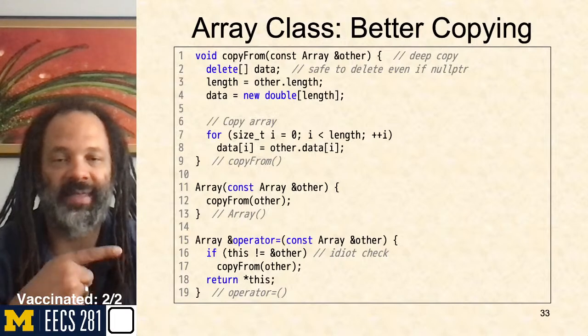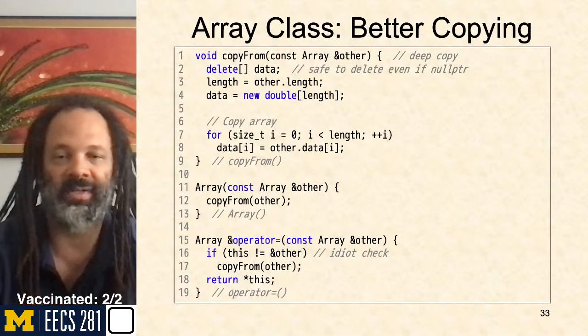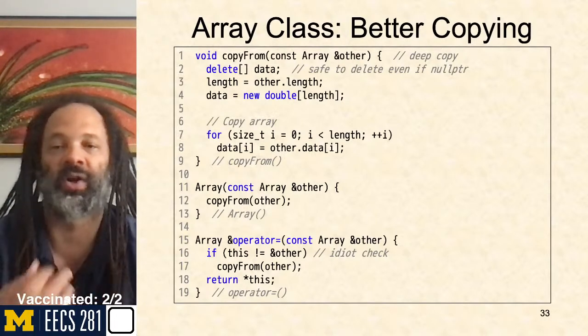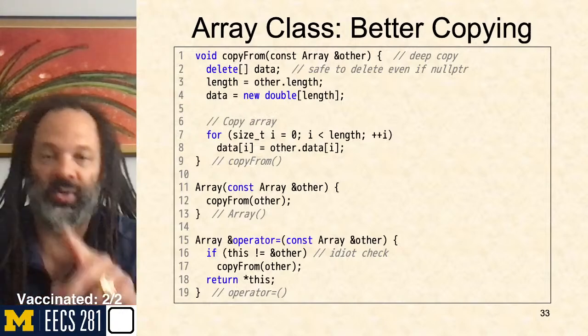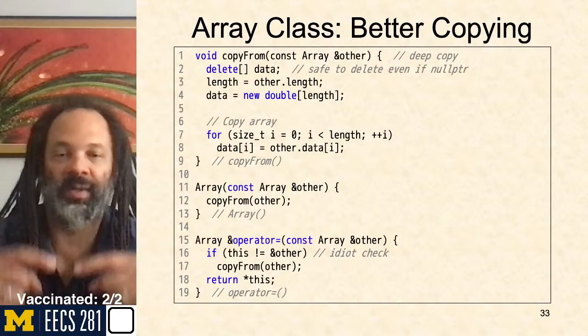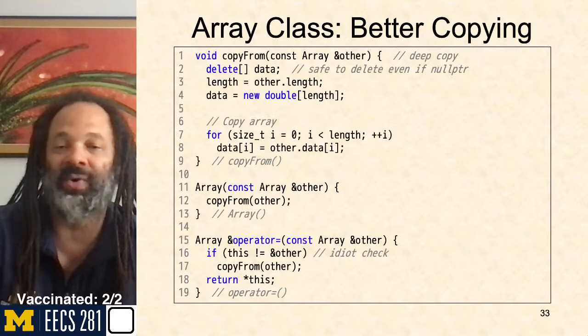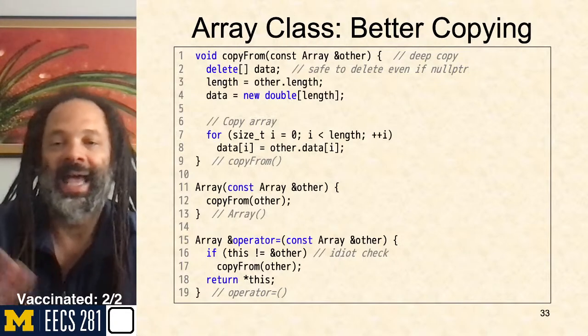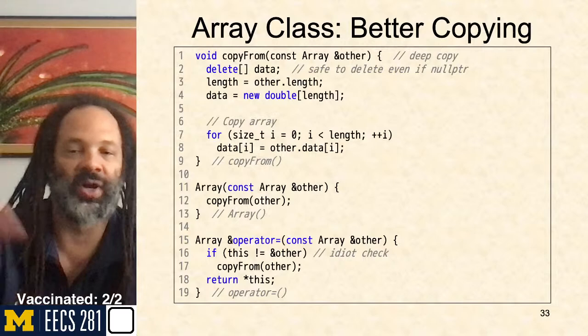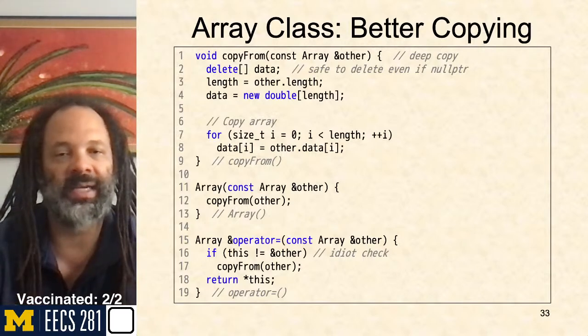It says, if this does not equal the address of other, because this is the pointer to the current object, and the address of other is the pointer to the other object. If those two things are pointing at the same thing, then obviously we don't need to do anything in operator equals. We're setting A equal to A, so we just return out of this. So that's what's known as the idiot check.